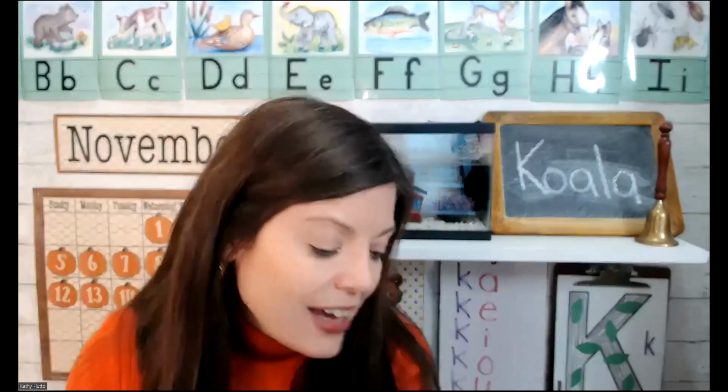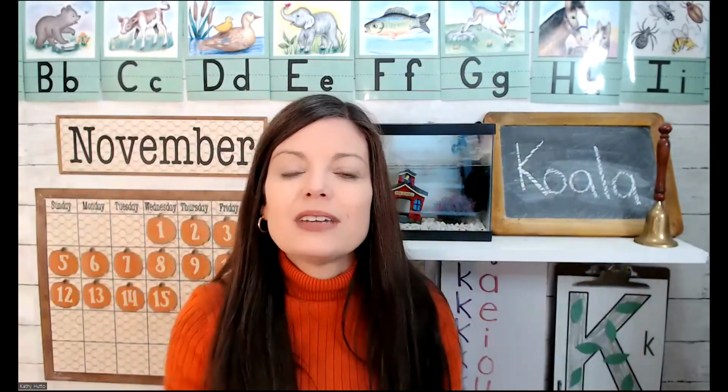Well, did you see that cute koala bear on the picture? He had a round head and 2 round ears and an oval nose. Let's go over to the art table and let's make a koala bear.